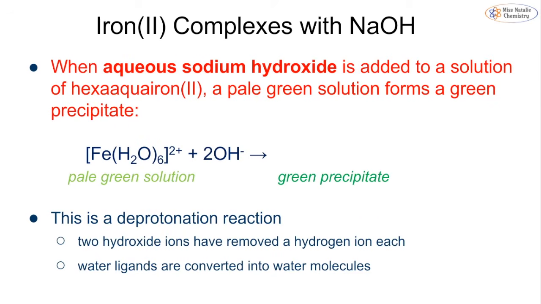Moving on to iron 2. Iron 2 complexes can react with sodium hydroxide. Again, this is the most common reaction that we're going to be seeing with sodium hydroxide and with ammonia. And when we have this hydrated iron 2, it is a pale green solution, and we get a deprotonation reaction happening where we're left with 4 water ligands and 2 hydroxide ligands with no charge overall, and this makes 2 waters, and this is a green precipitate this time. So going from a pale green solution to a slightly darker green precipitate in this deprotonation reaction.